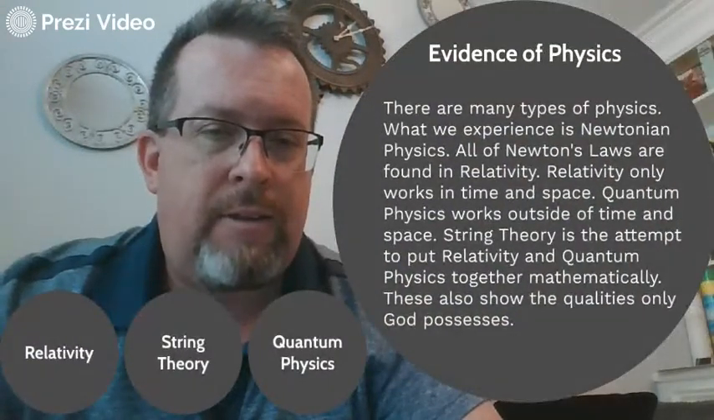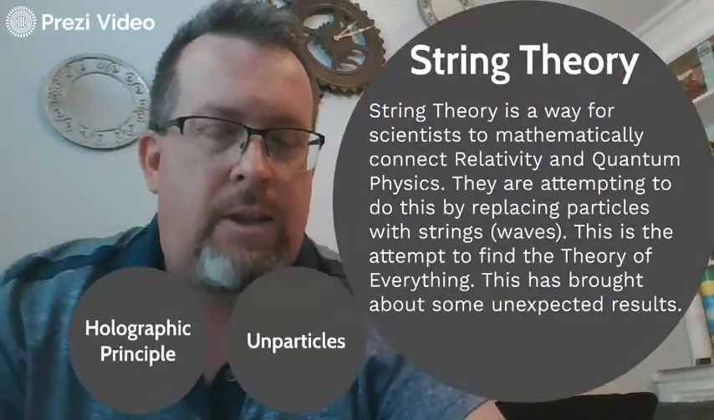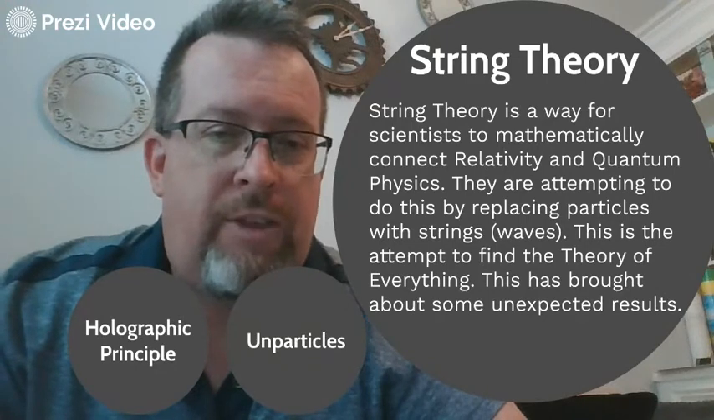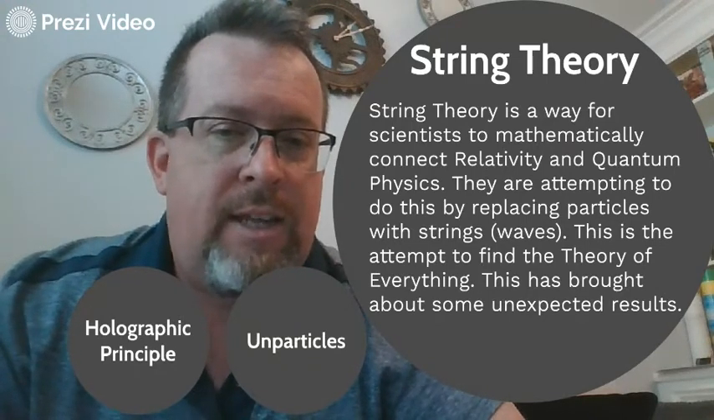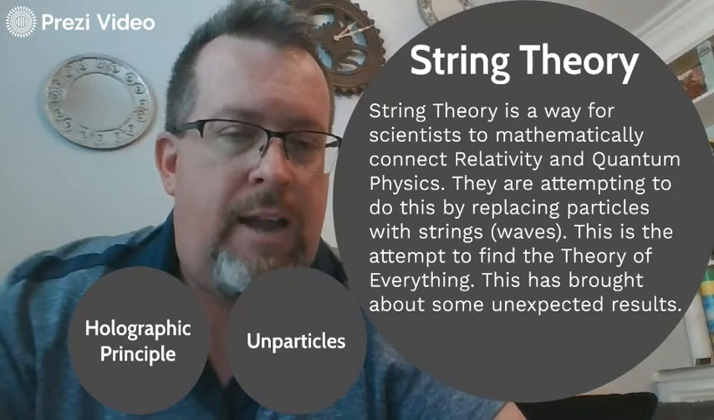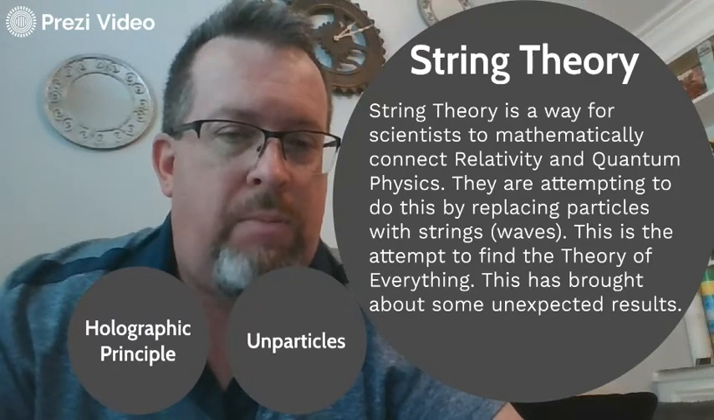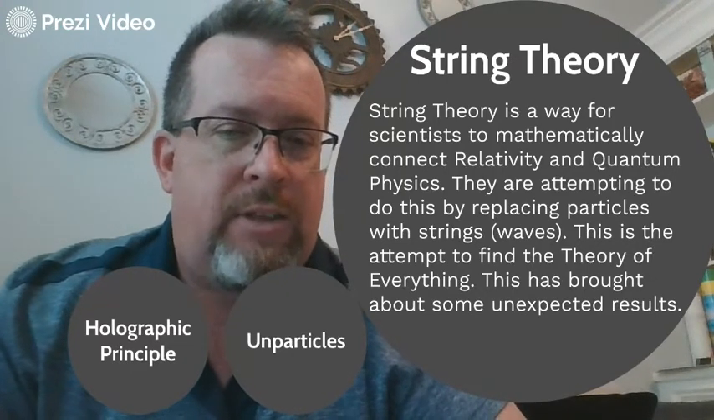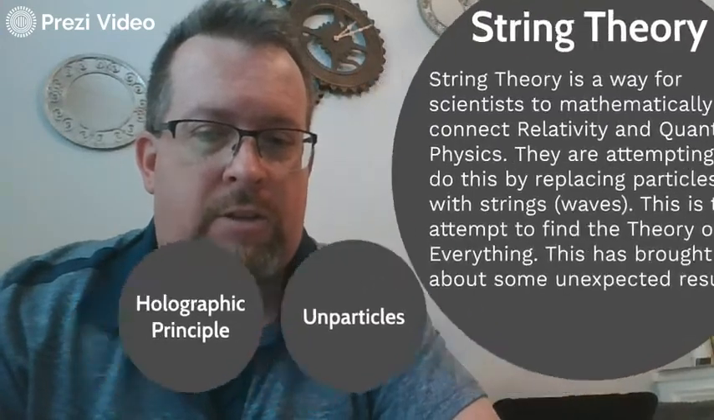And lastly, string theory. String theory is a way for scientists to mathematically connect relativity and quantum physics. They're attempting to do this by replacing particles with strings or waves. This is an attempt to find a theory of everything, and this has brought about some unexpected results.